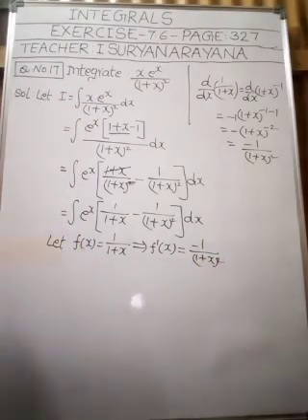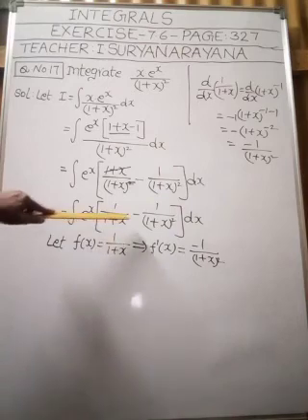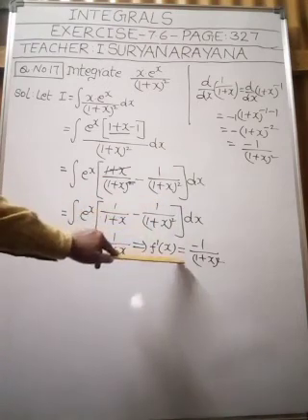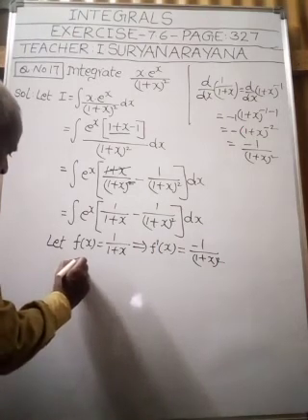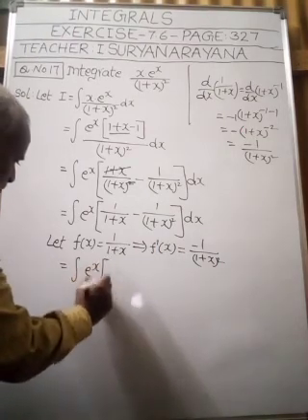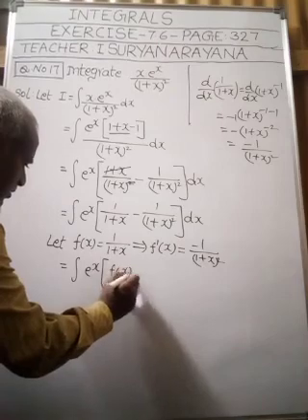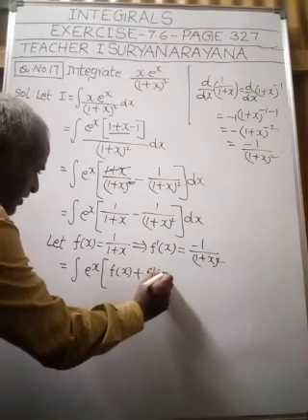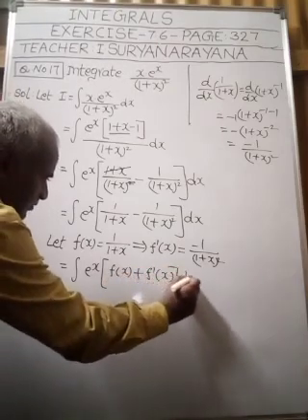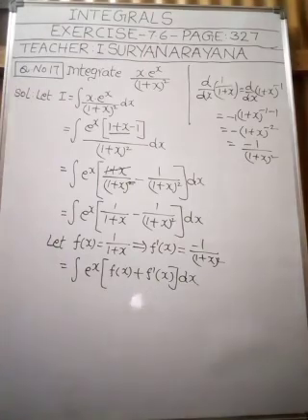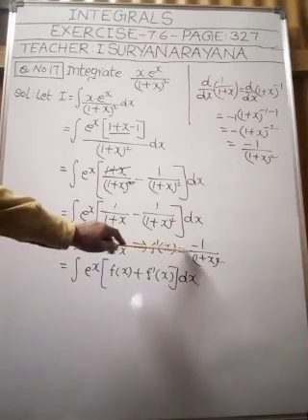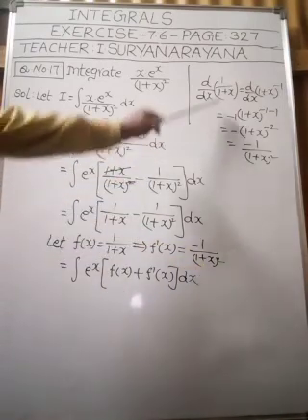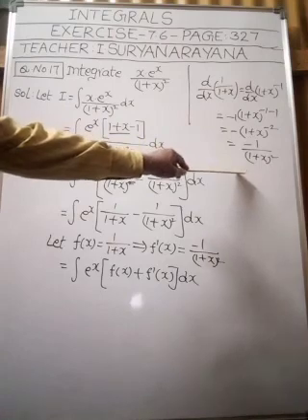So if you assume here this is f of x, plus this is the derivative f dash of x, then it is in the form of integral e power x into [f of x plus f dash of x] dx. Isn't it, my children? Yes or no? We assumed here f of x is equal to 1 by (1 plus x), then f dash of x is minus 1 by (1 plus x) whole square. We found it here in rough work.